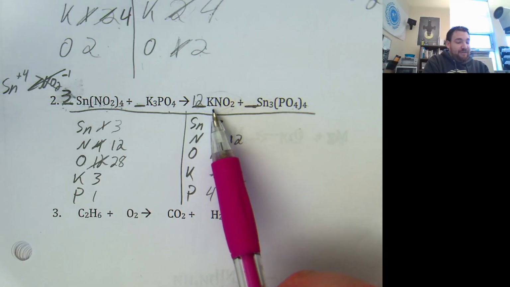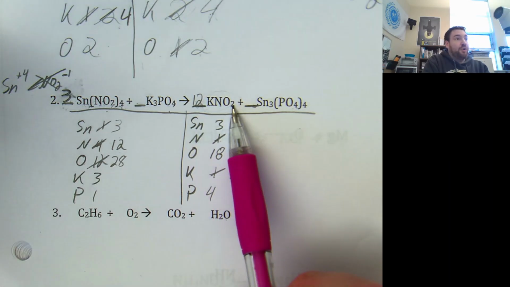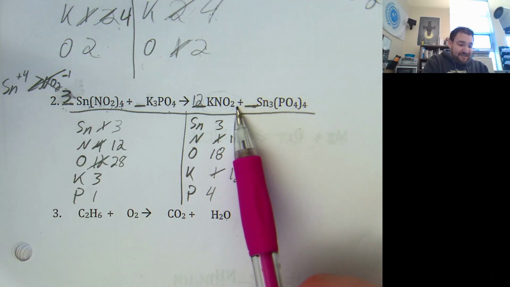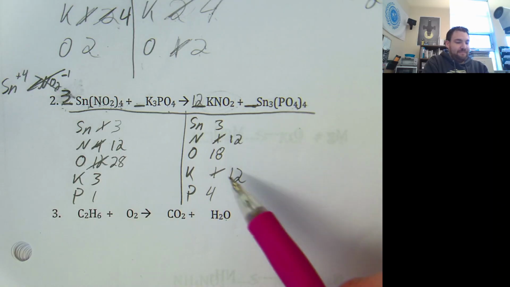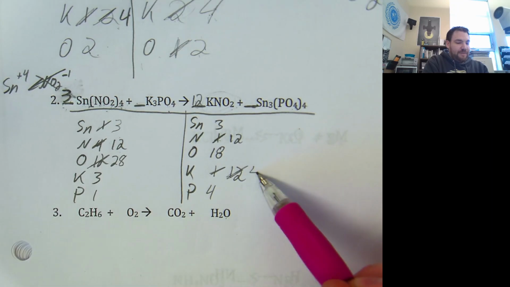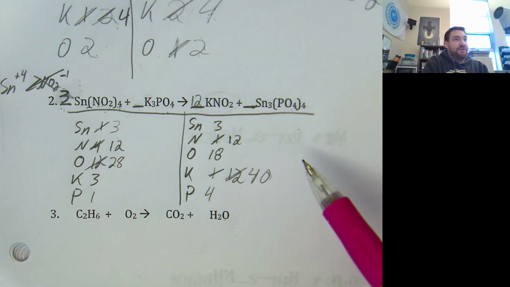How many oxygens do I have on the right-hand side total? 12 times 2 is 24, plus the 16 from over here. 24 and 16 is? You betcha. 40. You are welcome to use a calculator. I do not expect you to do this in your head.